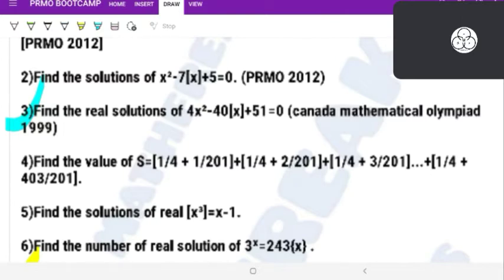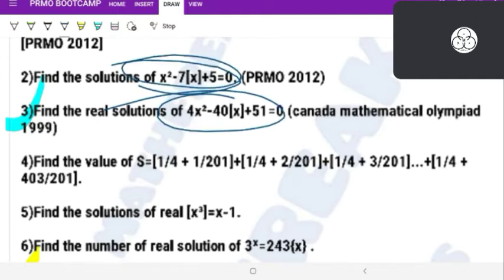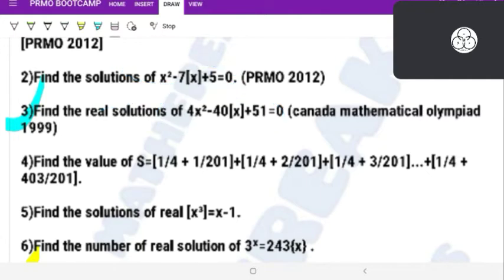We're not going to solve all the questions. Basically, these two questions are similar, this question and this question. So we'll just solve one question. I will give you a hint for one question, and the other question will be easy for us. Find the real solution of 4x square minus 40 box x plus 51.